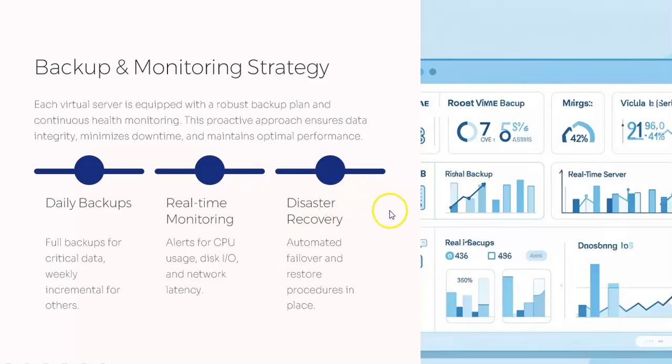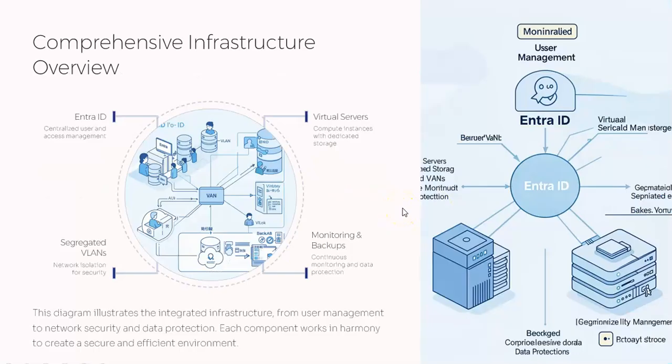And we talk of the comprehensive infrastructure. So this diagram, as you can see, represents the complete infrastructure from Entra ID user management through the virtual servers and segmented networks and the data protection services. As you can see here, each component works together to create a secure, organized, and scalable environment aligned with business needs.